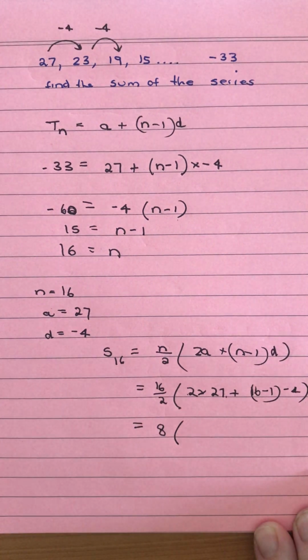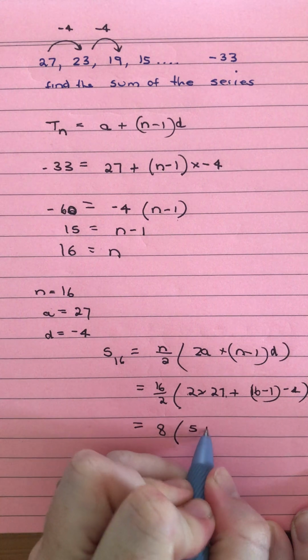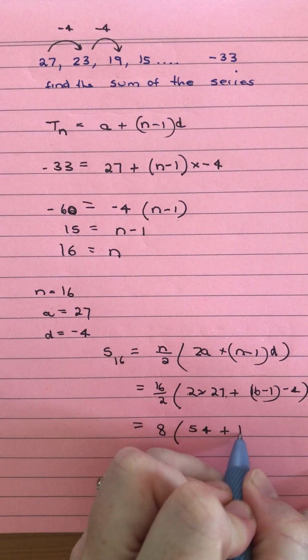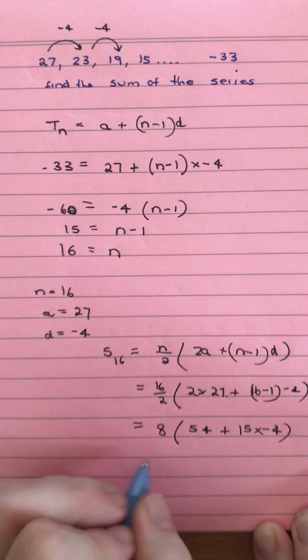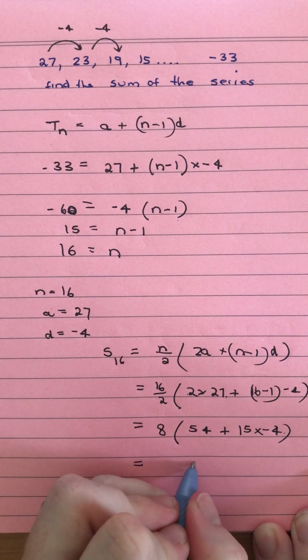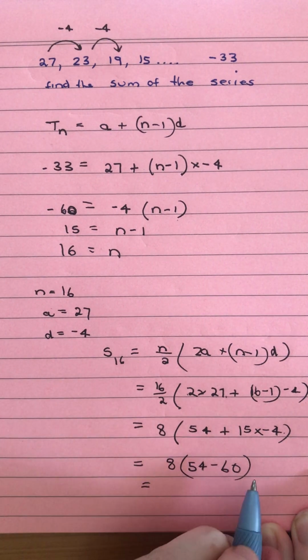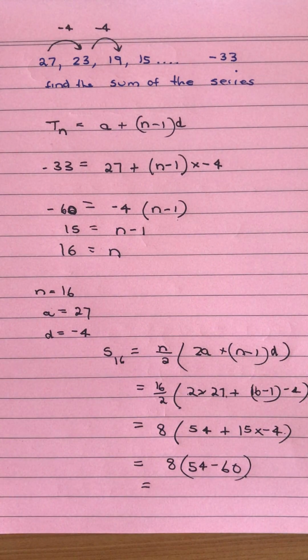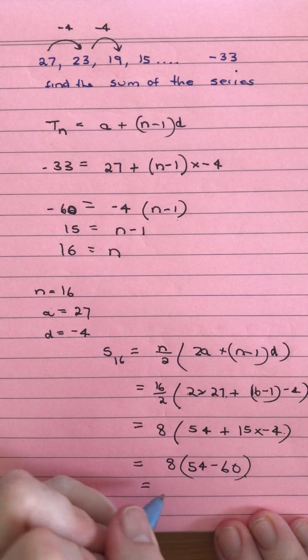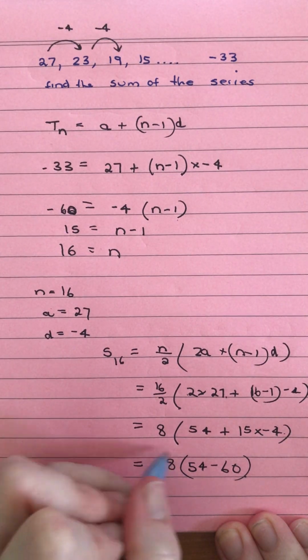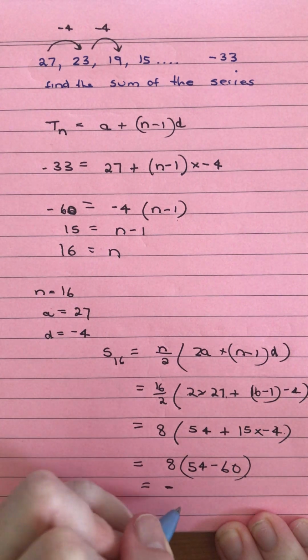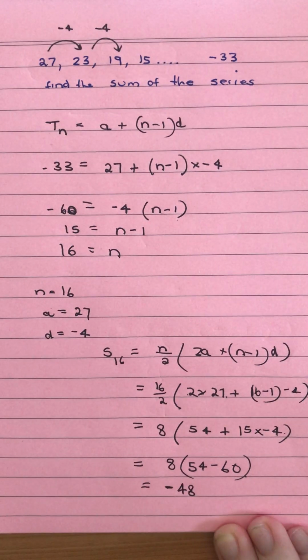I've got 2 times 27, which is going to give me 54. And then I'm going to do 16 take 1 is 15 times by negative 4. Now 15 times by negative 4 I know is negative 60 because I did that in the line above. So I've got 54 take 60. And then I'm going to multiply that by 8, sorry, not by negative 8, just by positive 8. So I get negative 48 as my answer.